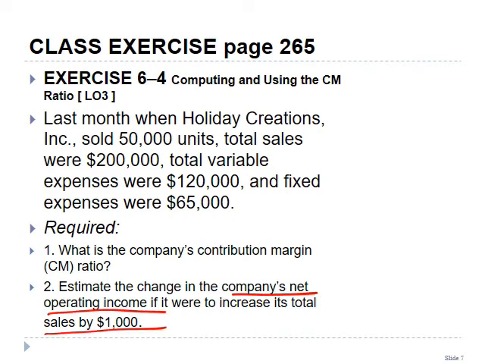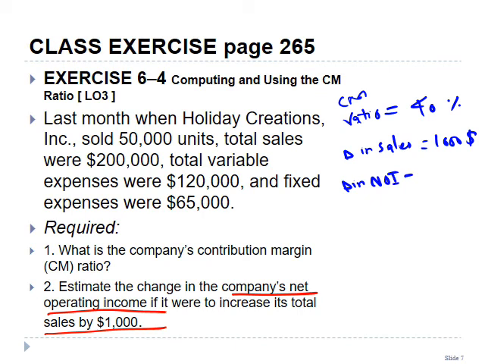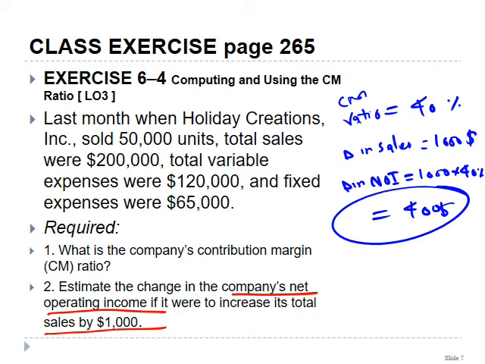And our second part is to estimate the change in the company's net operating income if total sales increased by 1,000. We already know that the CM ratio is 40%, and how much is the increase in sales? $1,000. So we can say that our change in net operating income would be 1,000 multiplied by 40%. The answer would be $400, right? So let's move forward.